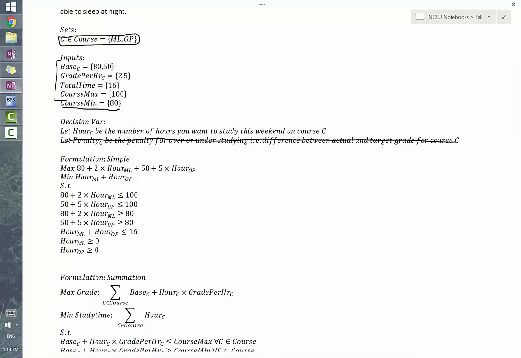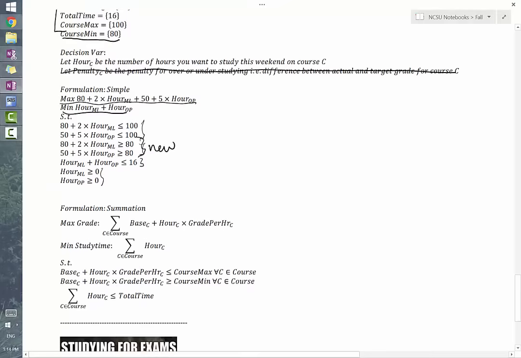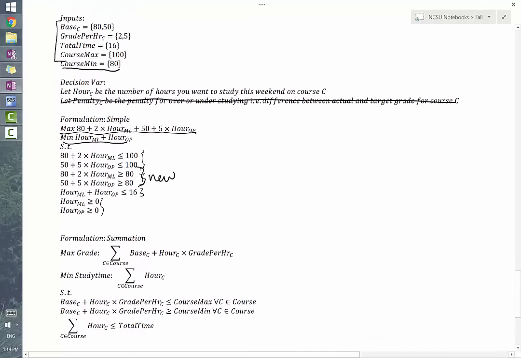We have, again, our simple formulation, maximize grades, such that your grades have to be lesser than 100, but at the same time, they have to be greater than 80. So here's the new constraint. Your total time has to be lesser than 16, they have to be positive, so these are old. And we're adding in a new objective. We're trying to minimize the total hours.